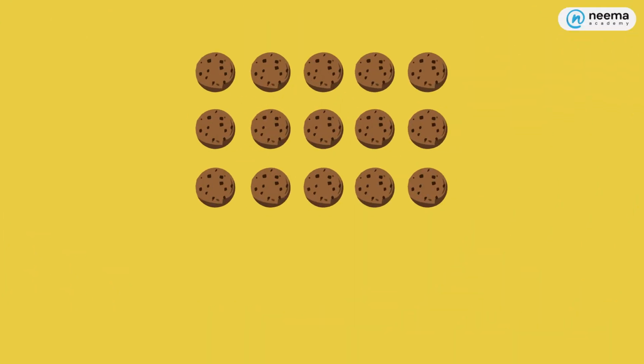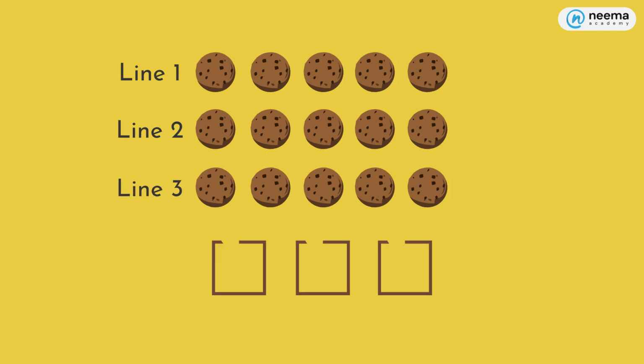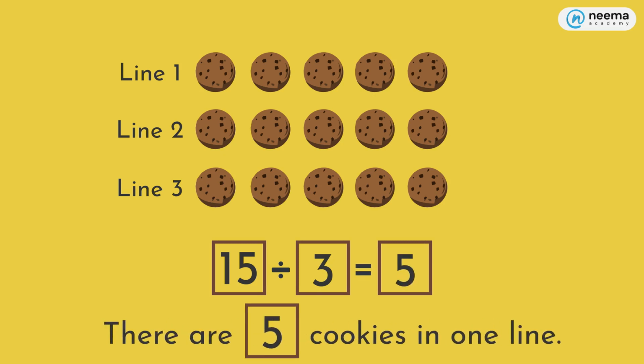Here, 15 cookies are kept in 3 lines. Line 1, line 2, and line 3. And if we have to know how many cookies are there in one line, we divide the total number of cookies, that is 15, by the number of lines, that is 3, which is equal to 5. Therefore, there are 5 cookies in one line.